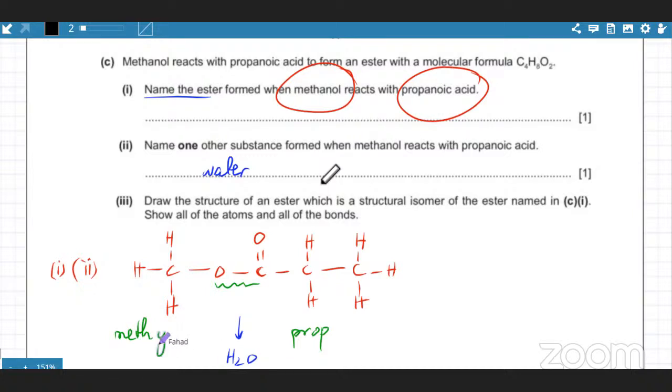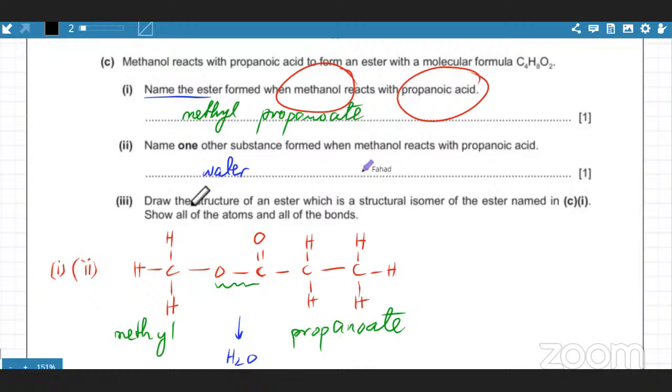The single O side is called yl. The double bond O side, or the carboxylic acid side, is oate. So the name of the molecule is methyl propanoate. So we're going to write that down. It's going to be methyl propanoate.